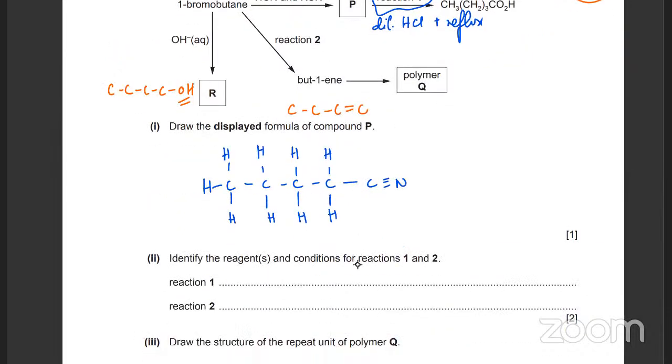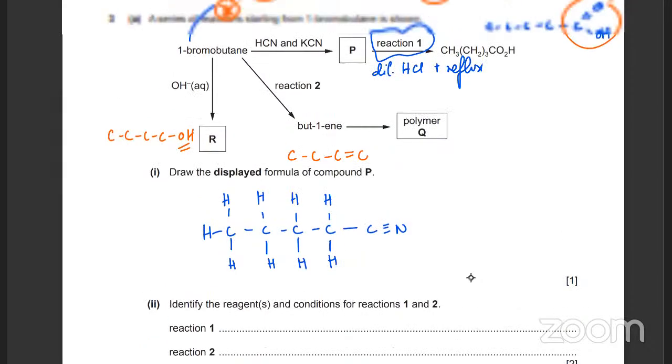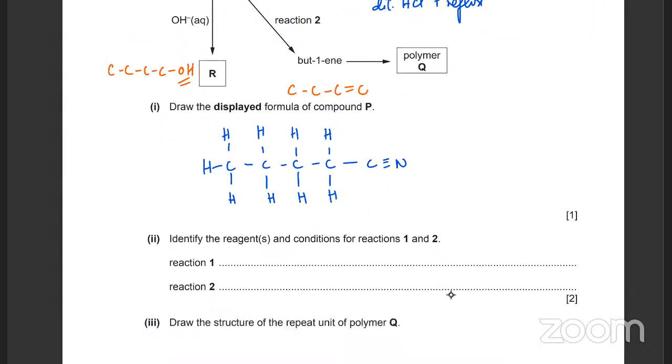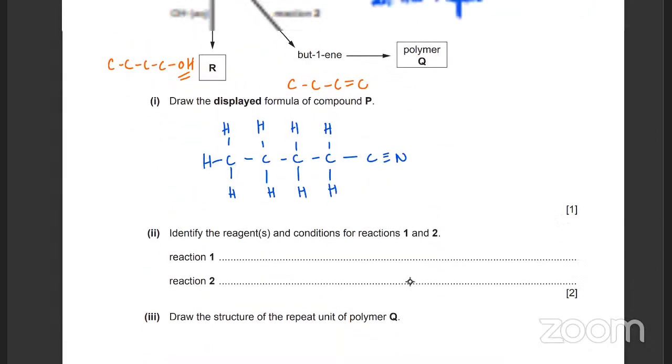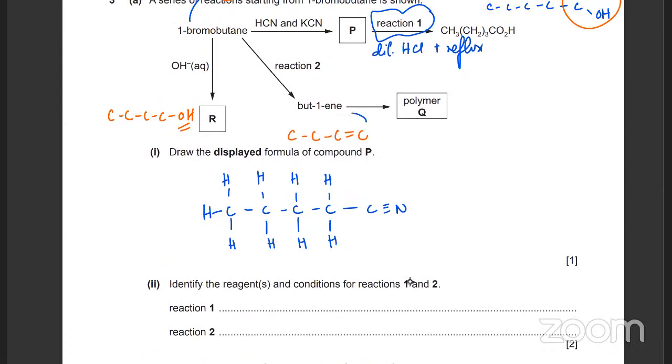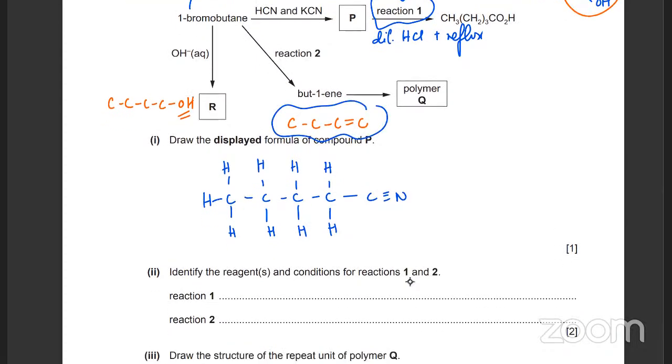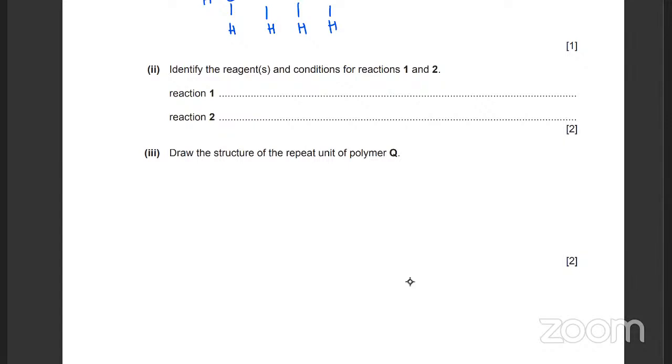Next one, you've got to identify the reagents and conditions for reaction 1 and 2. We already did that. Draw the structure of the repeat unit of polymer Q. So but-1-ene is making a polymer. So how do you make a polymer out of but-1-ene?